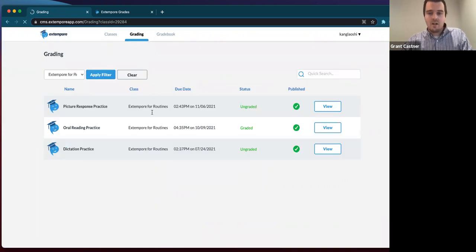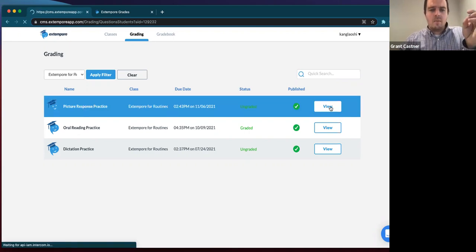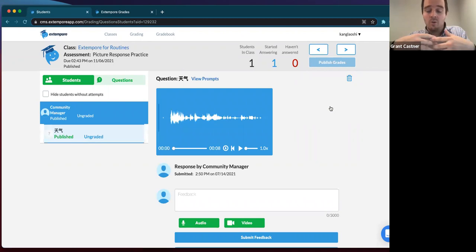So I'm going to jump back here and I still see that I have two other things to grade. I don't want to go too much into detail about scoring these. I think I would just keep it consistent, right? Maybe you mix up the routines. I personally like doing oral readings, and those are usually the only types of routines that I assign. But if you do dictations, you might do it the same way, right?